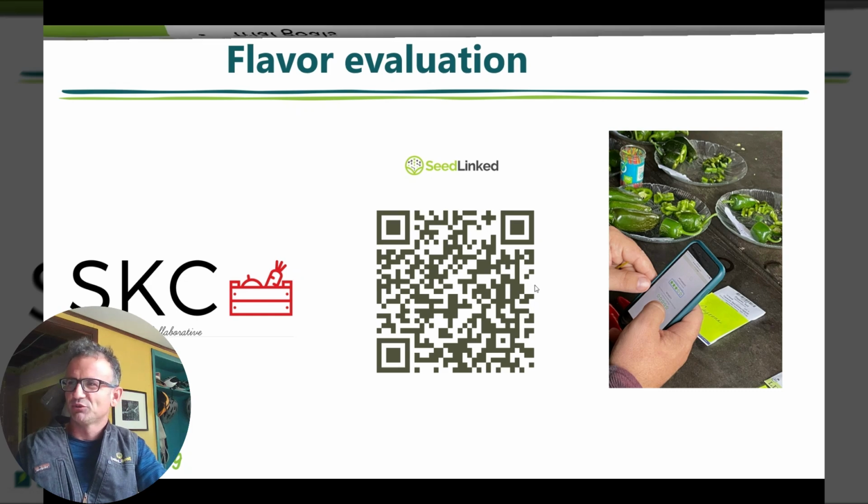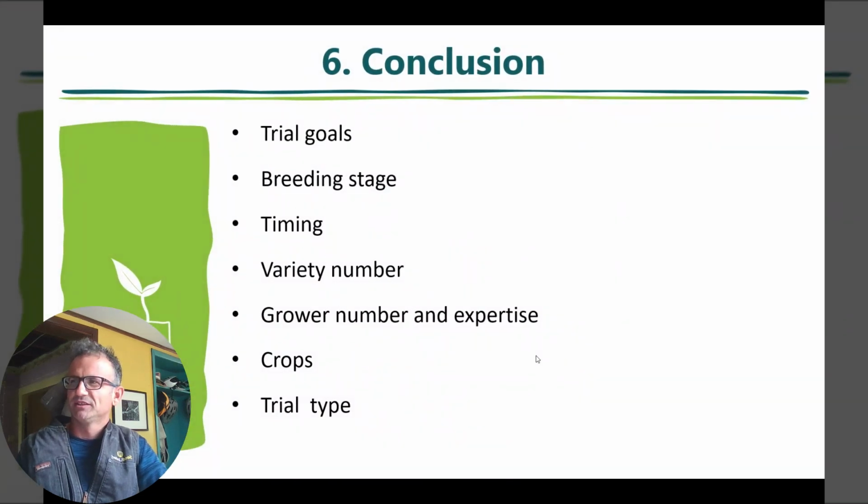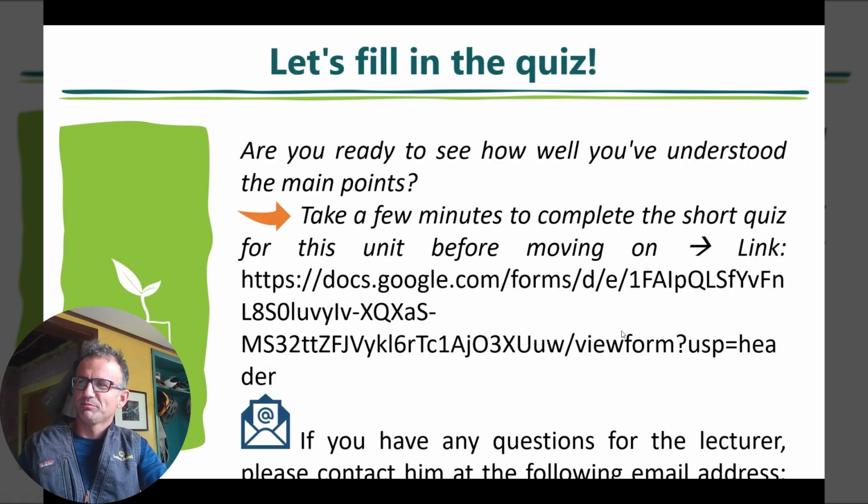So to wrap up the use cases, really look at your trial goal, at which breeding stage you are, and then how many varieties you have, how many growers you have, what type of crop, perennial, annual, cereal, and then you will define what trial type you need to use and really make sure that you're way ahead of the game in terms of timing. That's super important.